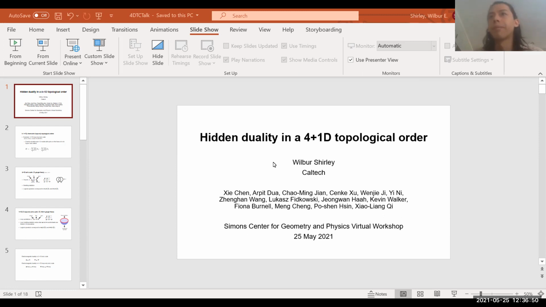So by topological order, what I mean is a gapped system that has a long-range entangled ground state, fractional excitations above the ground state, and a non-trivial ground state degeneracy on non-trivial spatial manifolds. So this is what I mean by topological order. And what's interesting about 4+1 dimensions is that there exist topological orders.